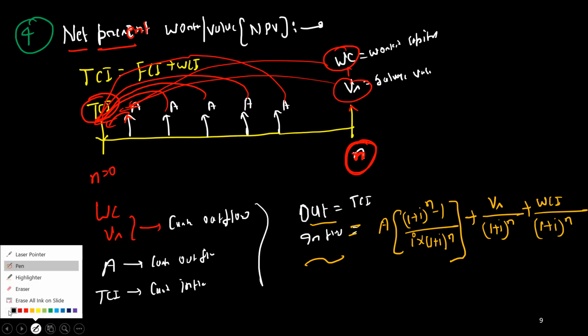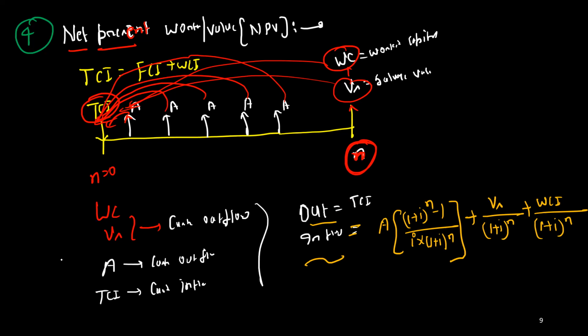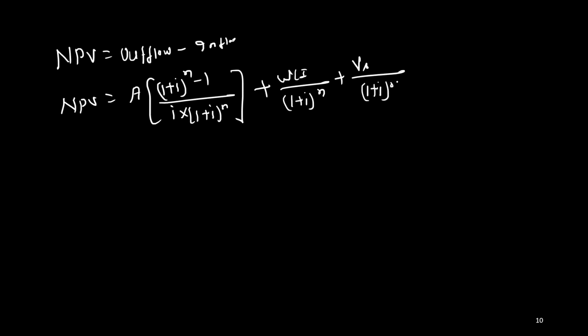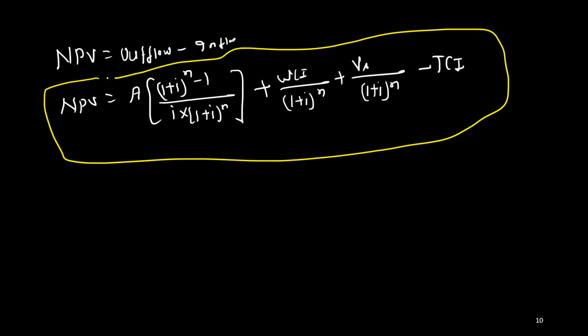Now we are very much interested in calculating the net present worth, right? So the net present worth of the assets is equal to inflow minus outflow. The net present value can be calculated as A into ((1 plus i) to the power n minus 1) upon (i into (1 plus i) to the power n), plus your working capital investment divided by (1 plus i) to the power n, plus your salvage value divided by (1 plus i) to the power n, and minus total capital investment. So this is how you can calculate the net present value of any particular asset, right?